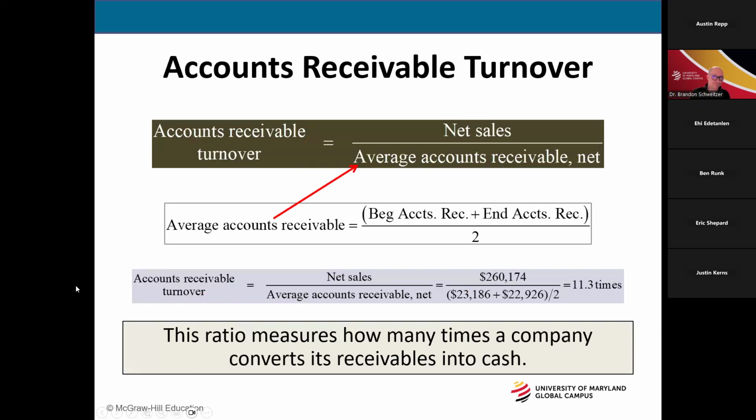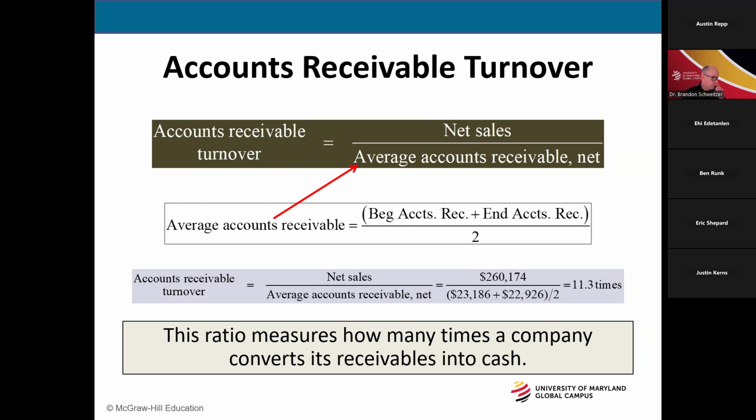Not my favorite: accounts receivable turnover. We take total sales divided by average accounts receivable. In accounting, when you see the word average, we take the beginning balance plus the ending balance divided by 2.